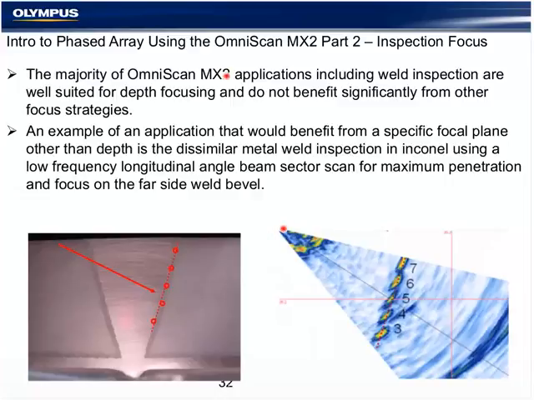As an example of why we would use some other type of focus strategy, here we have an Inconel weld with an Inconel clad layer and a carbon steel base material, and from the probe exit position, we're focusing directly on the far side weld bevel in several passes. So our results are improved significantly by changing the focal plane in these types of inspections.